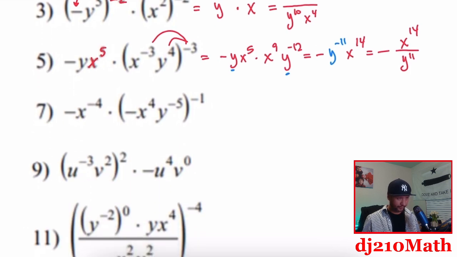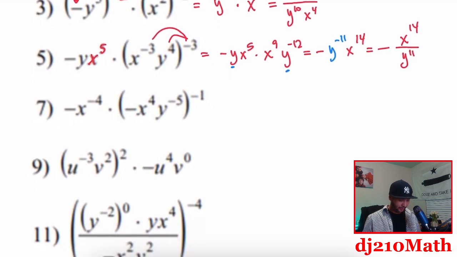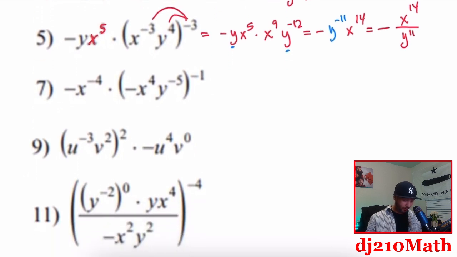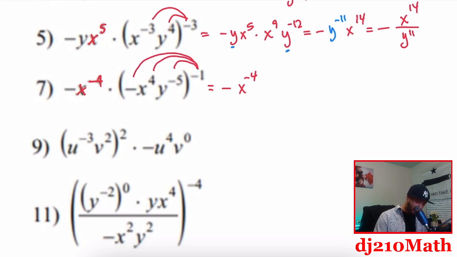All right, 7. Again, the x to the -4. The -4 will never ever see the negative in front. It has 0 effect over the negative in front. So negative x to the -4, there's literally nothing we can do at this point. The -1 exponent will apply to everything in the parentheses. It'll apply to the negative sign, the x to the 4, and then the y to the -5.